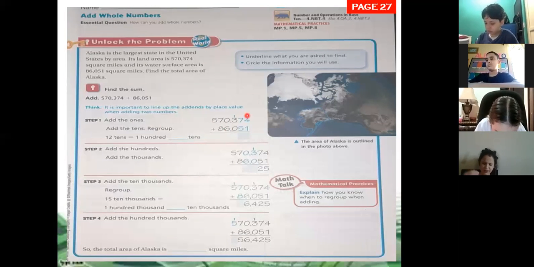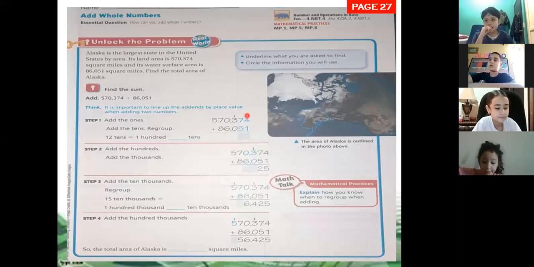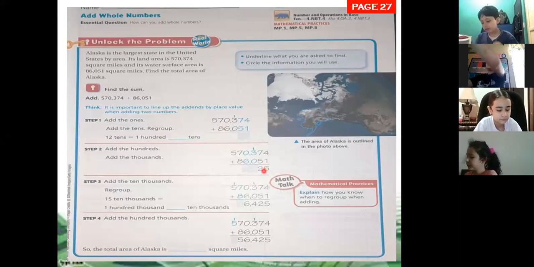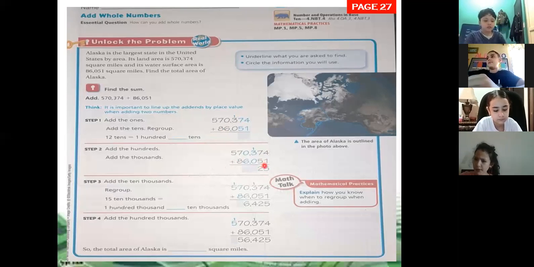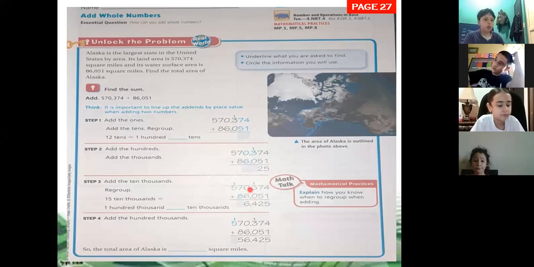We start adding with the numbers that are on the right side. So we start with the ones. 4 plus 1, we write the number 5. 7 plus 5 is 12. So we write the 2, we regroup 2 tens and 1 in the hundreds. So we have 3 plus 0 plus 1 equal to 4. We write the comma and we continue.